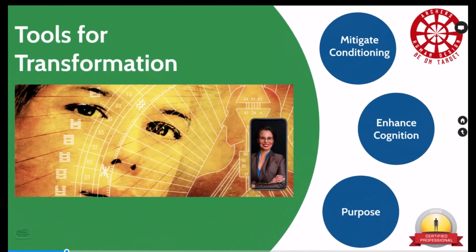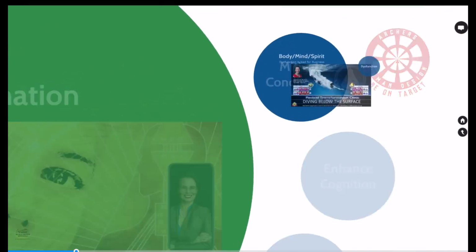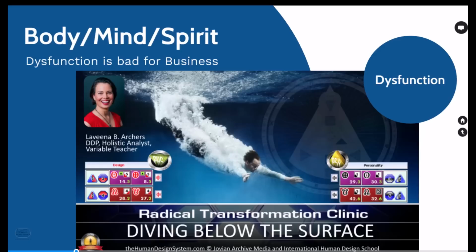As far as the tools for transformation, variable, what it can do for you is that it will mitigate the conditioning, the challenges, so that you can have your body enhanced with your mind and your spirit combined into this unified experience of life, whatever it happens to be for you. Because what happens is, if you're not operating in alignment, dysfunction in the form is really bad. It's bad for business, it's bad for relationships, it's bad for your awakening. It's just bad. It's bad news.